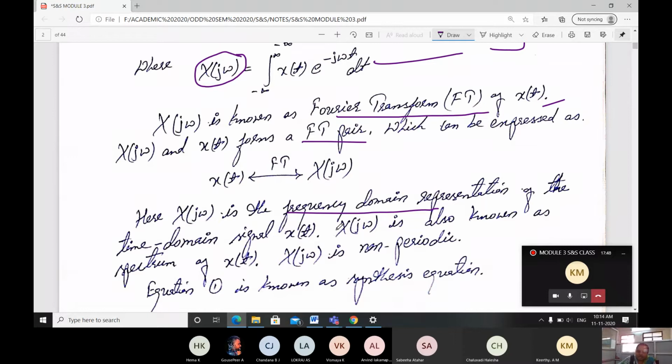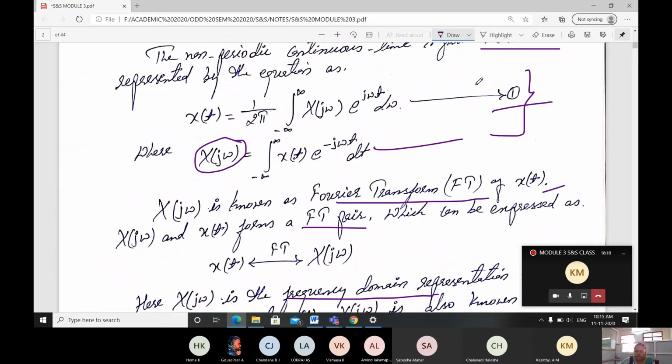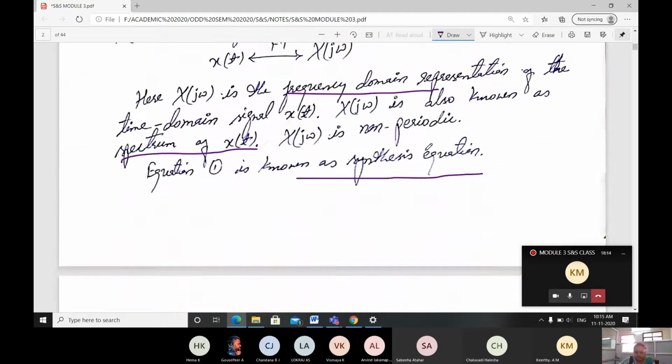X of j omega is also known as the spectrum of x of t. X of j omega is nothing but the spectrum of x of t, covering different bands. Since x of j omega is non-periodic, the equation is known as the synthesis equation.